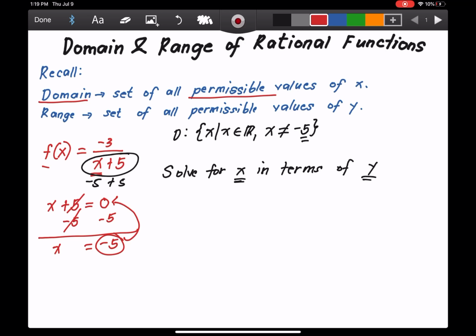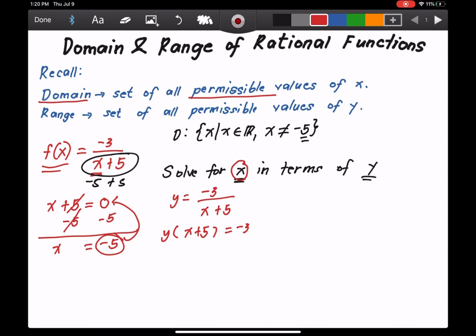So, gawin lang nating y itong f of x, okay, para mas mabilis. So, y is equal to negative 3 over x plus 5. Okay? Remember that we're going to solve for x. Okay? Solve for x in terms of y. Ngayon, ang gagawin natin ay we can now cross-multiply. Ibig sabihin, we can multiply y and we can now multiply x plus 5. And it's equal to negative 3 kasi wala namang number sa baba ng y. Kaya negative 3 na lang siya.